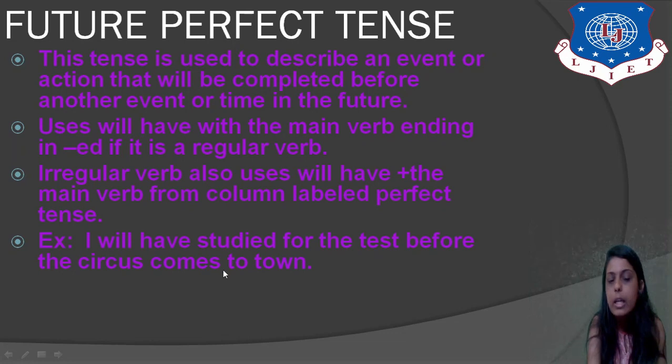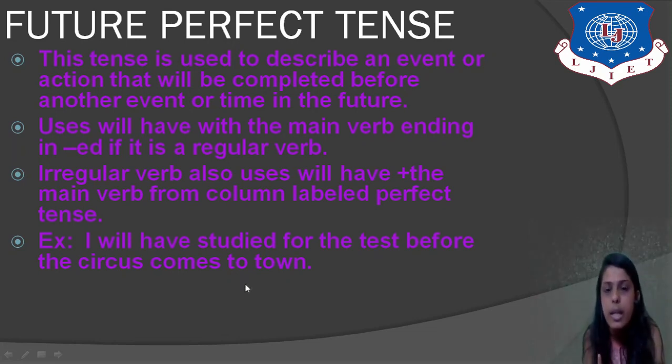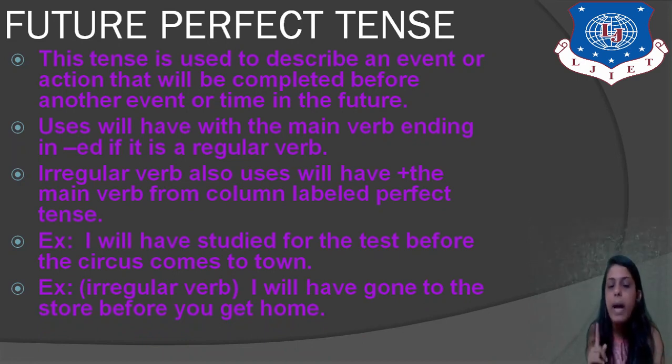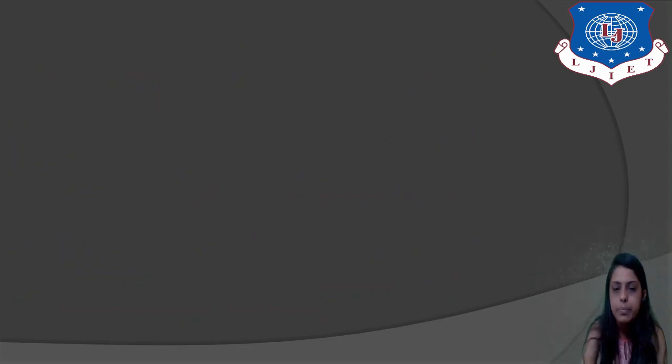So here you can see there are two events, circus and study, right? So you are talking about two events, and the tense is used to describe an event or action that will be completed before another event. So I will have studied, right? So studying should be completed before the circus comes to town. So will be completed before another event or time in future, right? Irregular verb, I will have gone to the store before you get home.